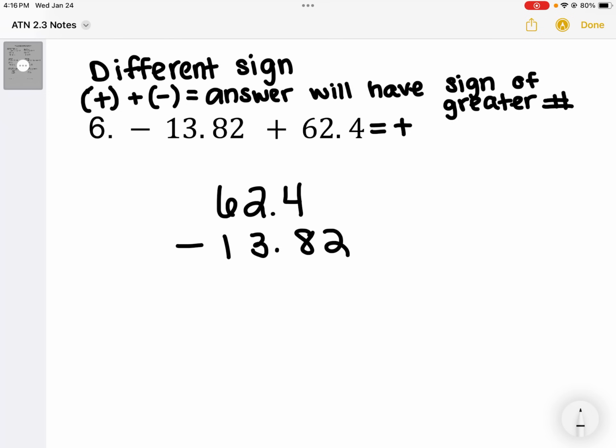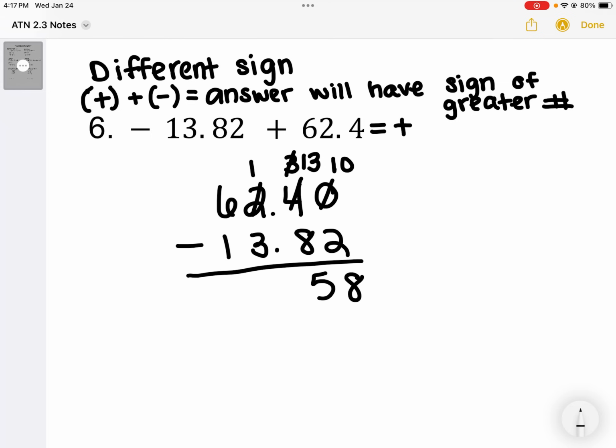The first step is 0 minus 2 cannot be done, so I will borrow. 4 will turn into a 3. 0 will turn into a 10. 10 minus 2 gives me 8. 3 minus 8 cannot be done. I will borrow from the 2. It makes it a 1. 3 will turn into 13. 13 minus 8 is 5. Do not forget to put your decimal.